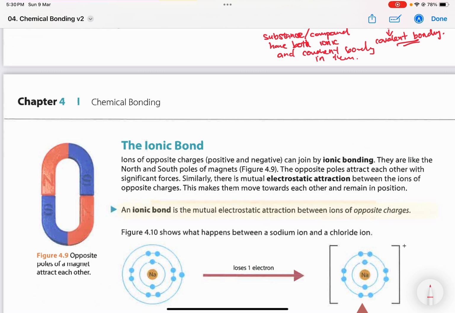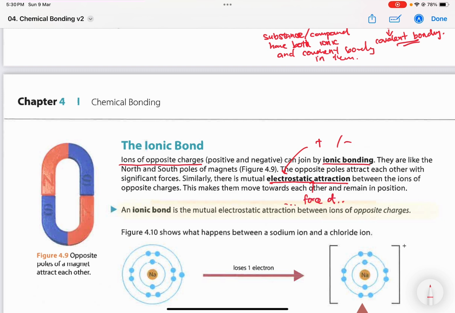So we learned about the formation of ions. Next is really about what exactly are ionic bonds. So ions of opposite charges can actually join by this thing called ionic bonding. So it's actually the attraction between your ions. They are like the north and south poles, but north and south poles are magnetic forces. In this case here, they are not magnetic forces. This is actually called electrostatic attraction. So electrostatic attraction and magnetic attraction are different things. Electrostatic is because of the plus and minus. Usually we won't say electrostatic attraction alone, we will say electrostatic force of attraction.